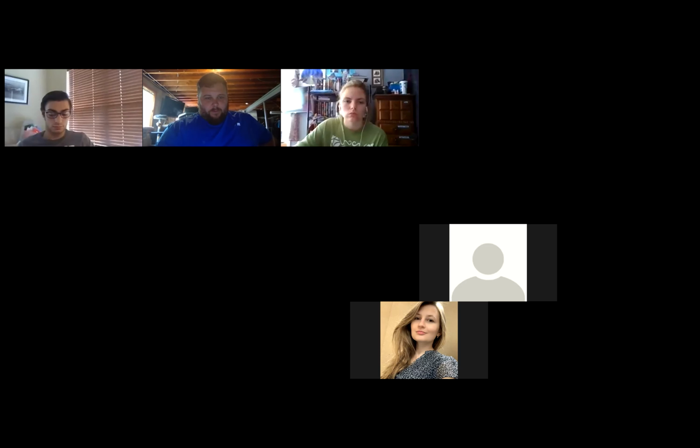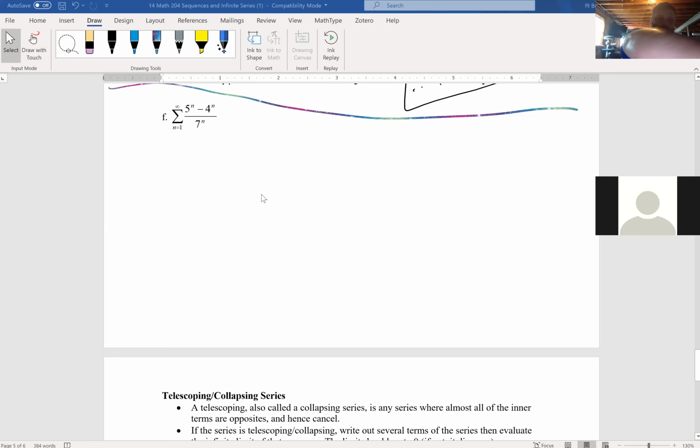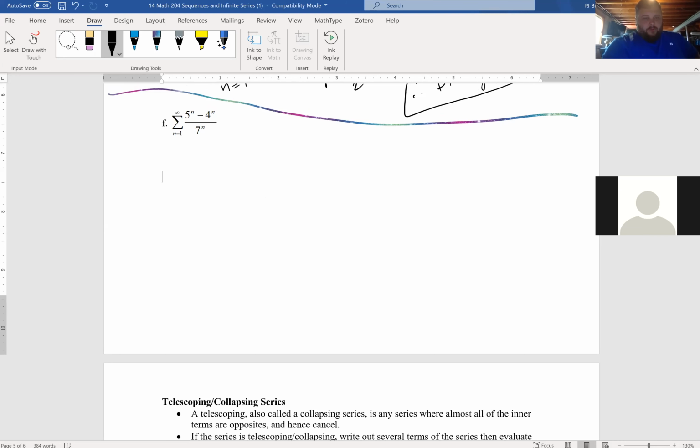Okay, thank you. And then another one I just wanted to point out in case anybody didn't get to it. I know I talked to a few groups about it. Was this one F? I wanted to make sure you knew that you could break this into 2 sums, and then you just treat both of them. So these both converge.